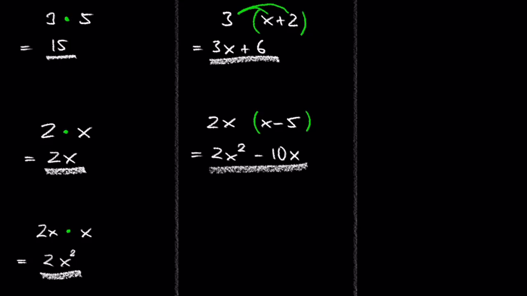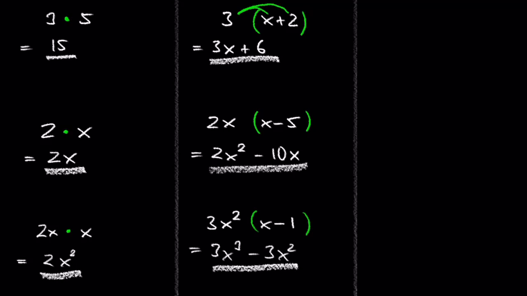I want you to try an example on your own and look at 3x squared times x minus 1. Feel free to pause the video and try it yourself. 3x squared times x is 3x cubed. And 3x squared times negative 1 is negative 3x squared. So we get 3x cubed minus 3x squared.